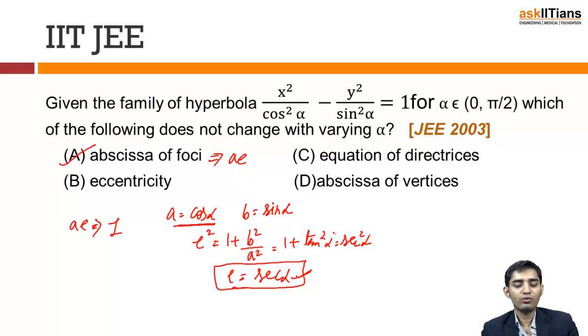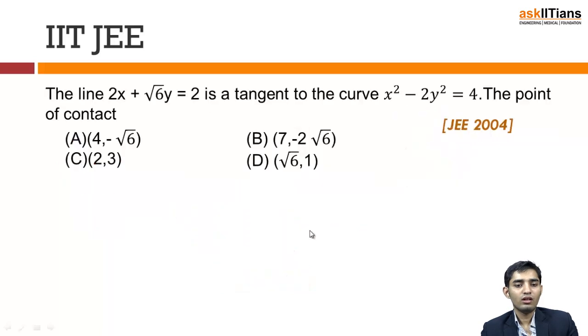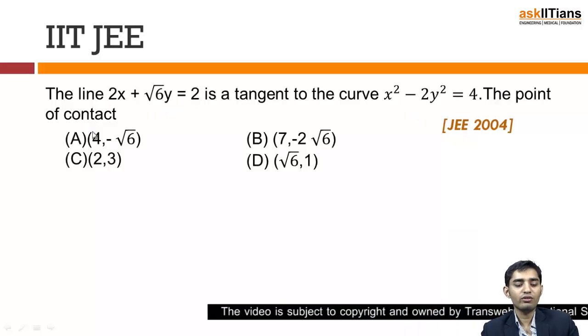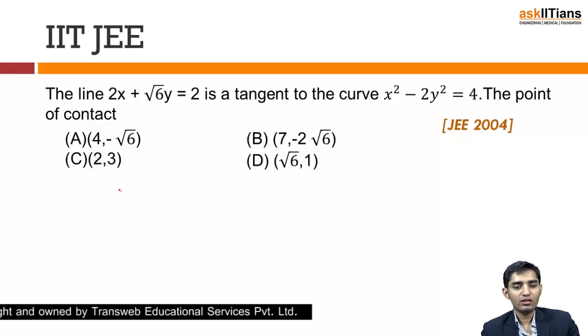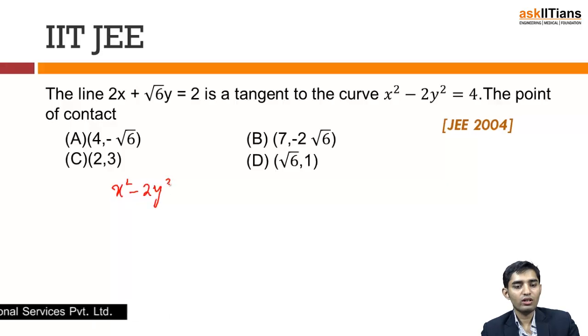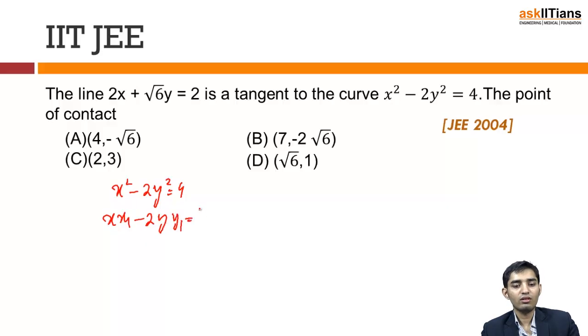Now let us go to the next question. A line 2x plus root 6y is a tangent to this curve, and you have to find out the point of contact, right? So if I want to find out the point of contact, this is the curve x square minus 2y square equal to 4. Now let me write down the equation of tangent in point form. This is equal to 4. I will just make the replacements, right? So this is the equation of tangent in point form.